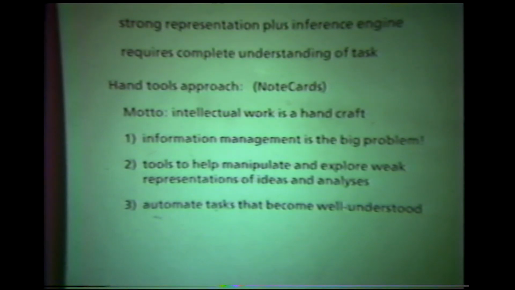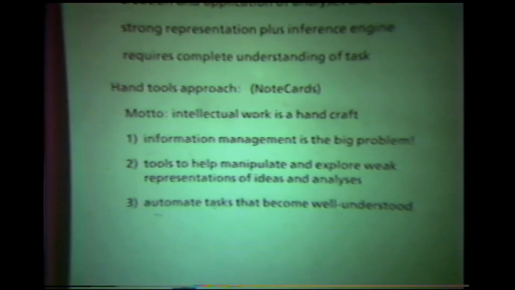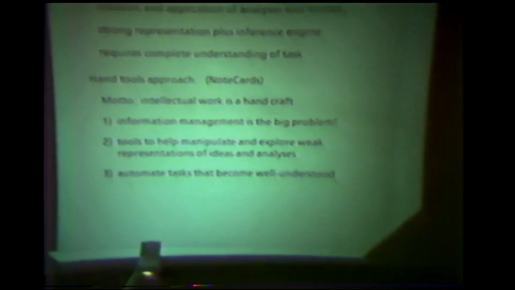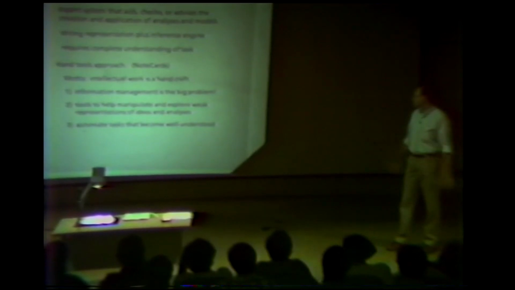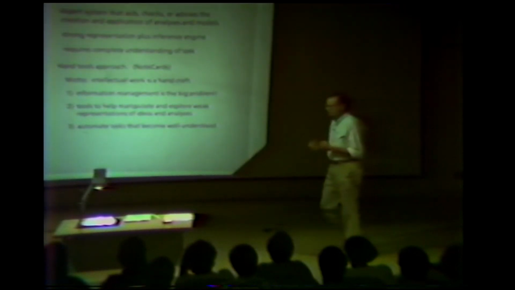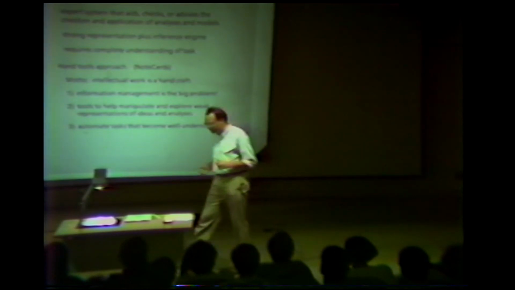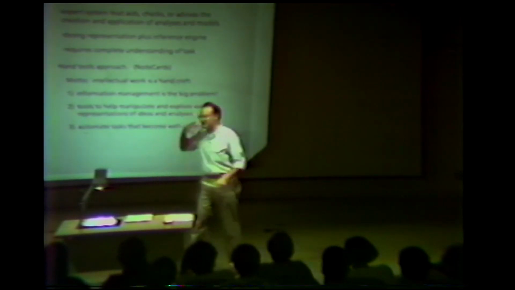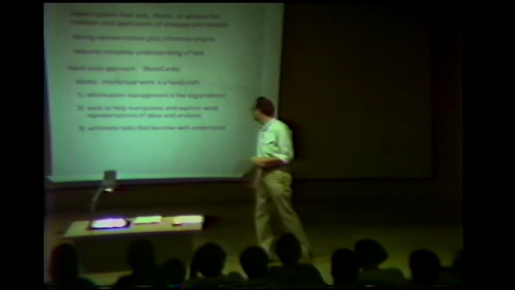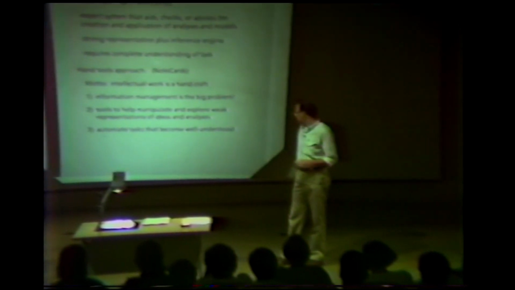The first one was that information management is really the big problem. I mean, my God, these people are clipping things and putting them in shoe boxes. We could at least give them information management tools to store this stuff electronically. Secondly, we were going to build them tools to help manipulate and explore weak representations of their ideas and analyses. We weren't going to require them to put this stuff in the nice, clone networks or any very precise representation, but they can just dump their ideas somehow onto the machine. Doesn't have to be machine processable.